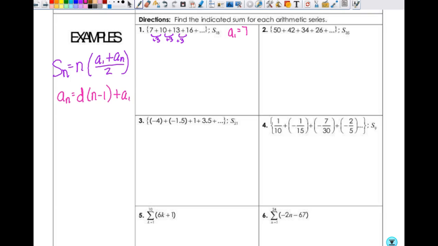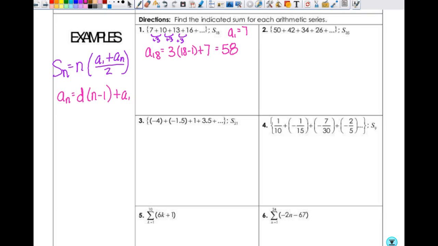So if I do that, I can find A18, right? So this A18 that I need is equal to the difference, which is 3, times n, which is 18 minus 1, plus that 7. So it's really 3 times 17 plus 7. What is that going to give me? It is 58. I have the right answer, I just wrote down the wrong thing on my notes, 18 instead of 18 minus 1. Okay, good. It is 58.